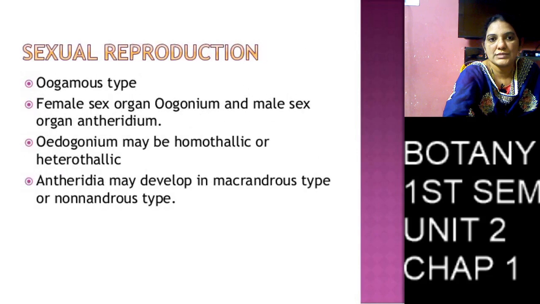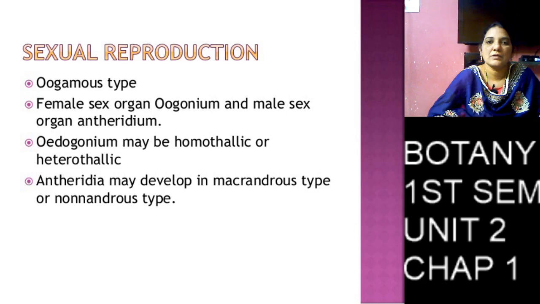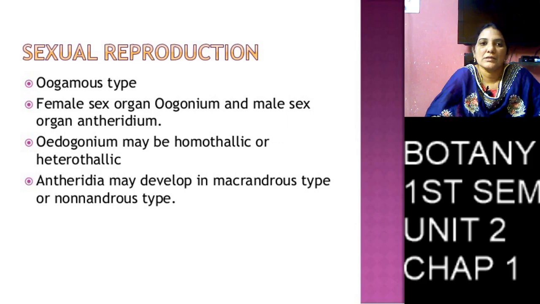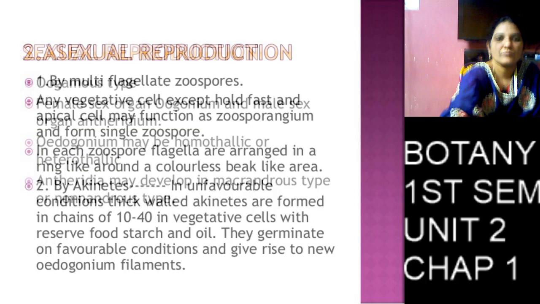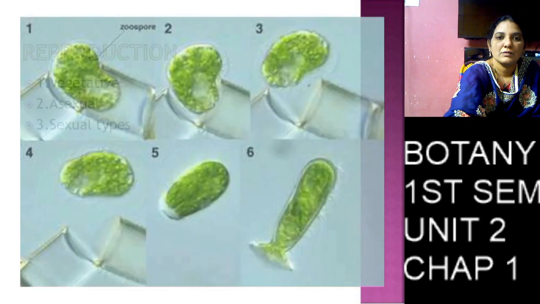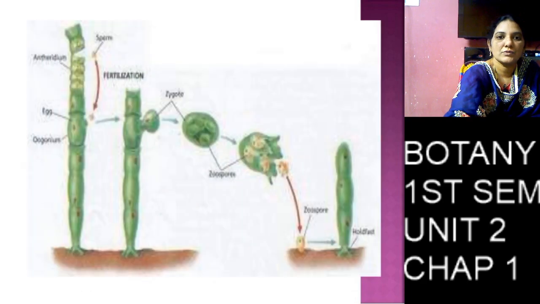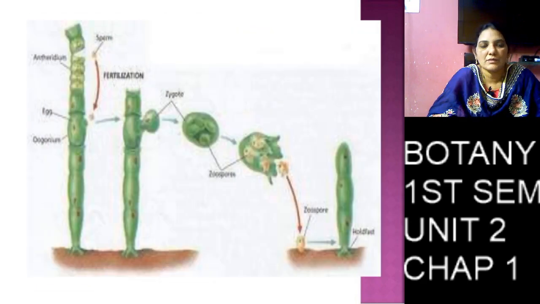So next one is sexual reproduction. Here the sexual reproduction is oogamous type, and the female sex organ is called oogonium, and the male sex organ is called antheridium.